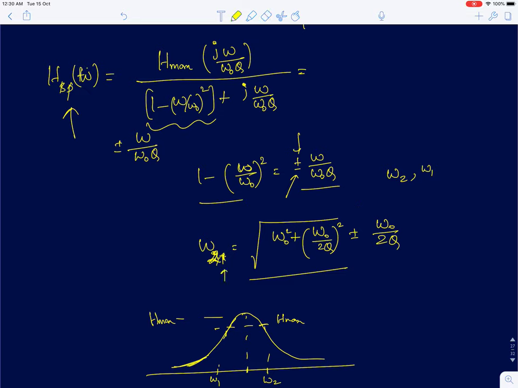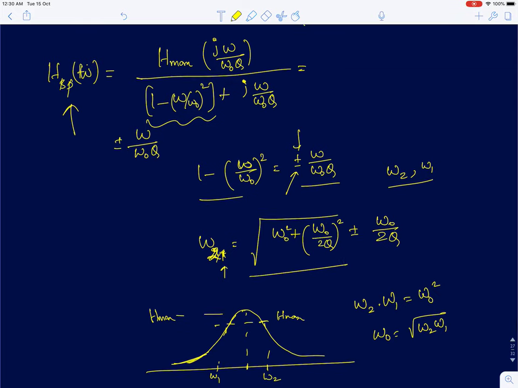We already got these roots for parallel and series RLC circuits in one of the previous lectures. And we said that both omega 1 and omega 2 are geometrically spaced, meaning the product of omega 2 and omega 1 is omega naught square, or omega naught is the geometric mean of omega 2 and omega 1. So we said that they are geometrically spaced around omega naught.